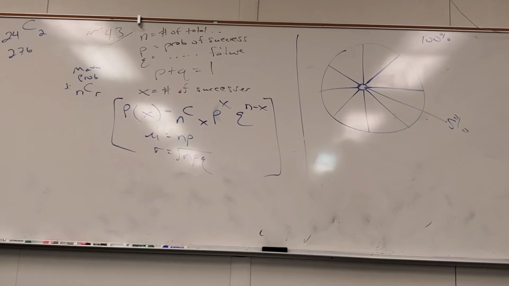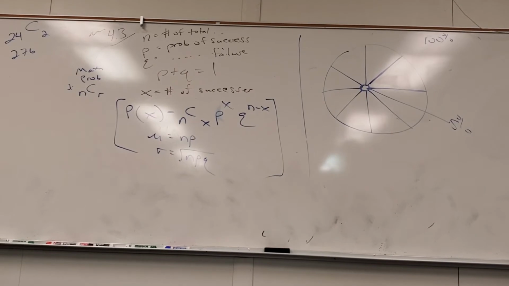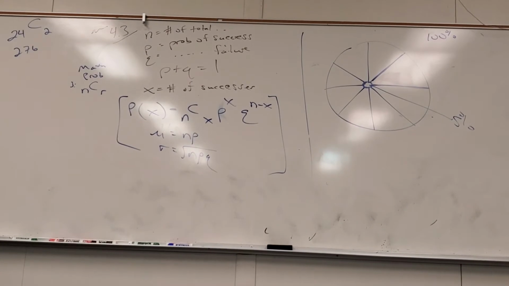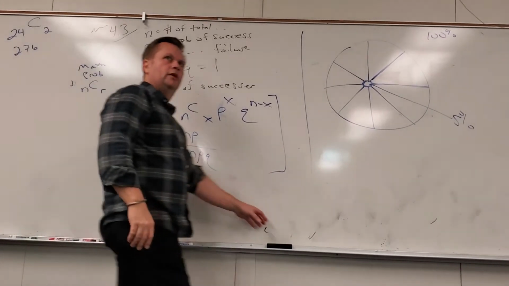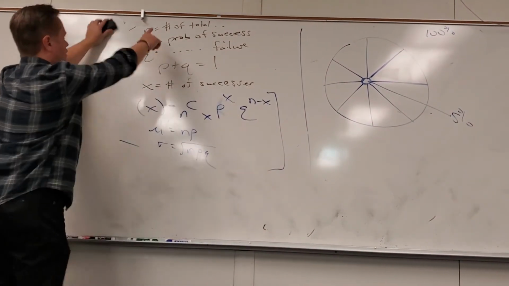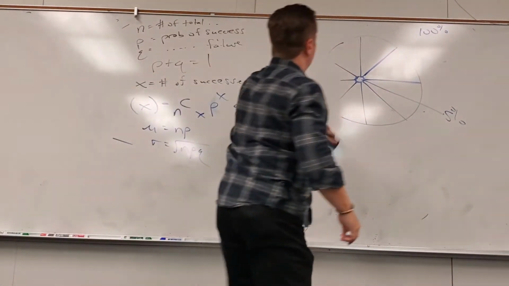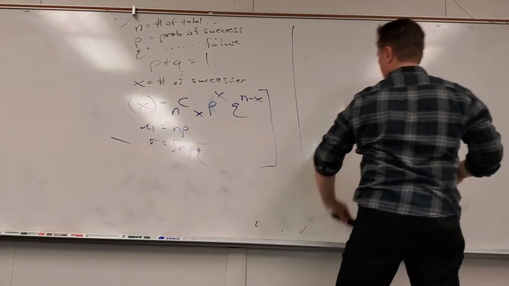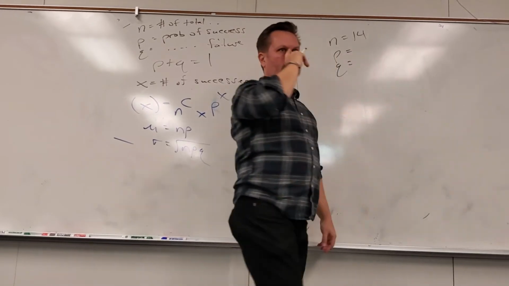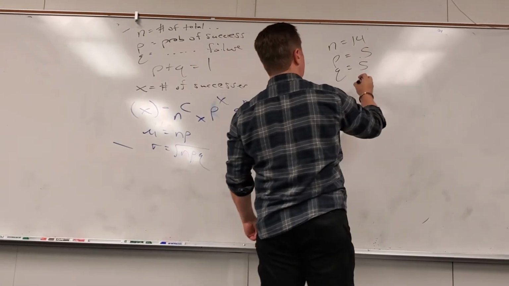First thing I want you to realize, I have a couple problems at the top. Can you do those real quick? Let's do those together. If I flip a coin 14 times, what's n going to be? 14. That's great. So n is 14. What's p and q? 50-50, right? Looking for heads, so 50% chance of heads, 50% chance of tails.